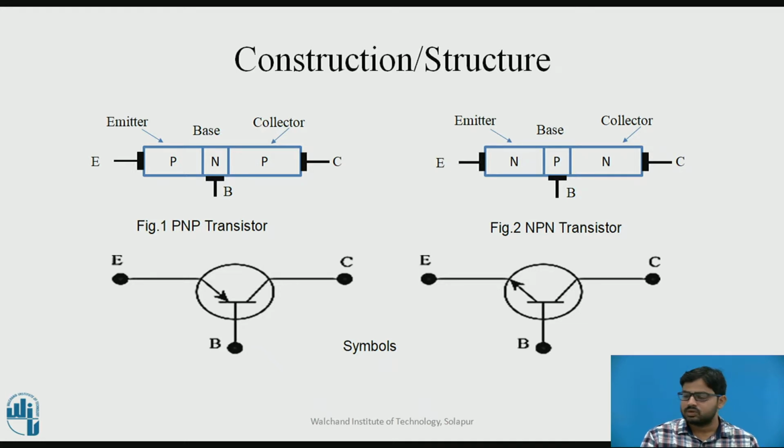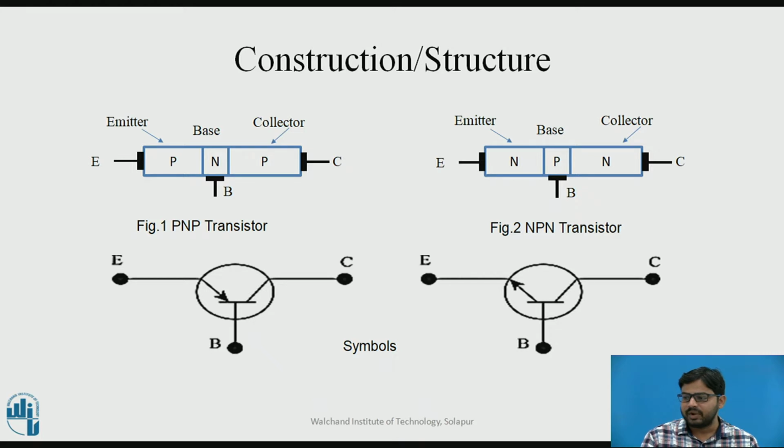So in the PNP transistor, the first region, the P-type, acts as an emitter. It will emit a large number of carriers. And in the NPN transistor, the first region acts as an emitter, which will emit a large number of electrons.